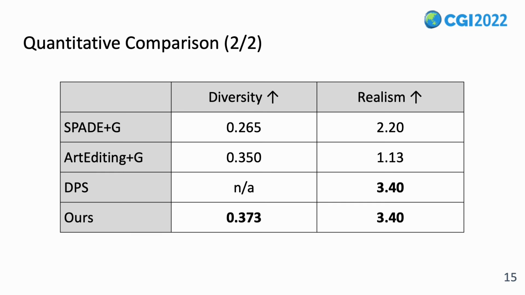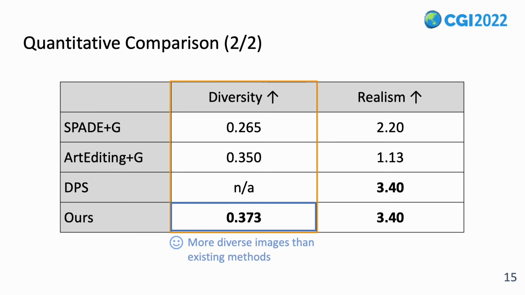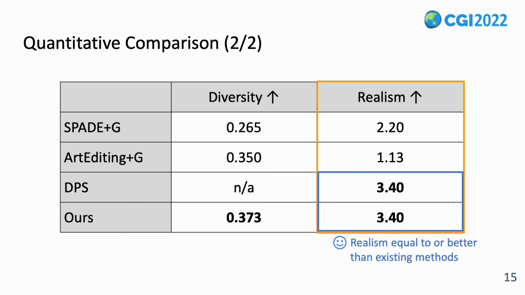This page summarizes the results. As you can see in the diversity column, our method has the highest score and can generate more diverse images than the existing methods. As you can see in the realism column, our results are as realistic as or better than the existing methods. DPS also has the same score for realism, but it cannot diversify the output.